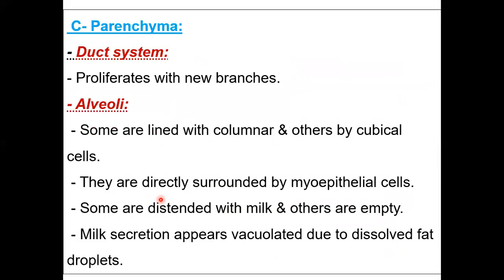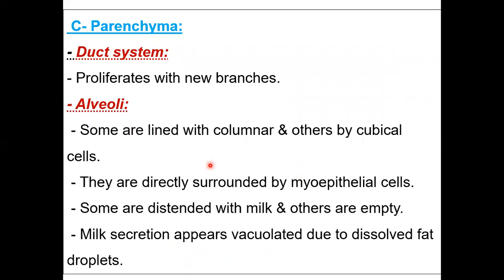Parenchyma. Duct system proliferates with new branches. Alveoli lined by columnar epithelium, and some of them lined by cubical epithelium, and they are directly surrounded by myoepithelial cells, and some are distended with milk and the others are empty. Milk secretion appears vacuolated due to dissolved fat droplets.